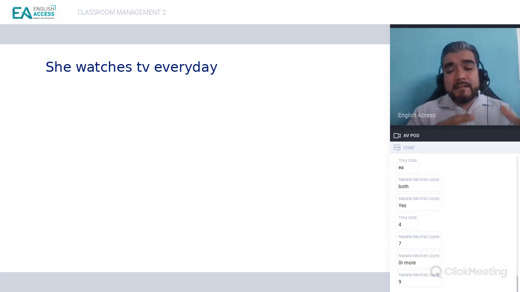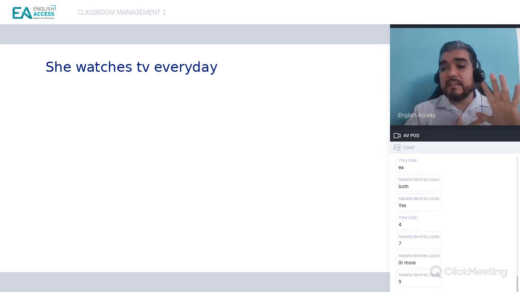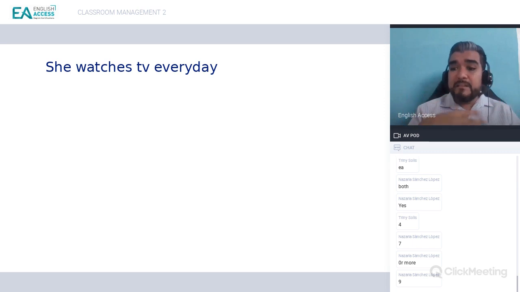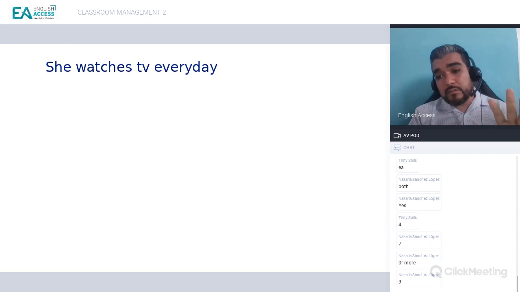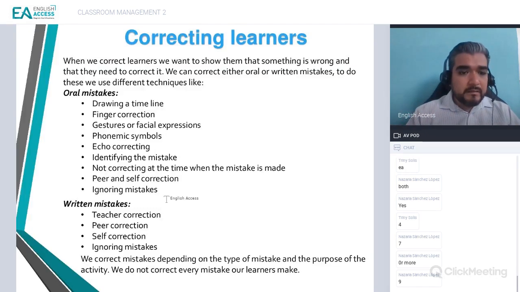Sometimes, because you use echo correction and just repeat it, auditory students might understand. With the finger technique, kinesthetic students might understand, and by writing on the board, visual students might understand. So different techniques apply for different students. Writing on the board is more for visual, the finger correction is more for kinesthetic, but the echo is more for auditory.